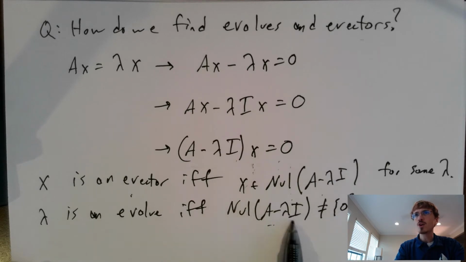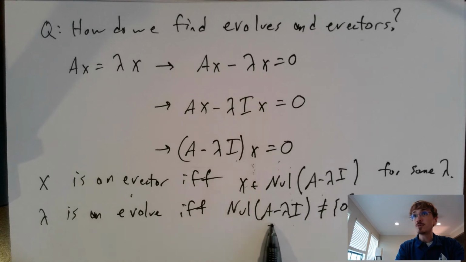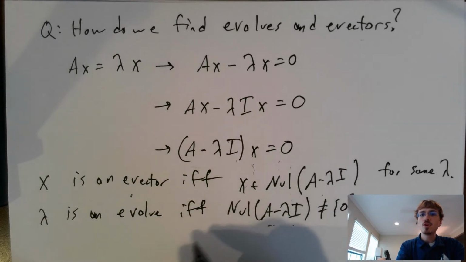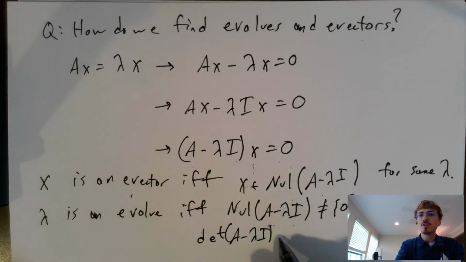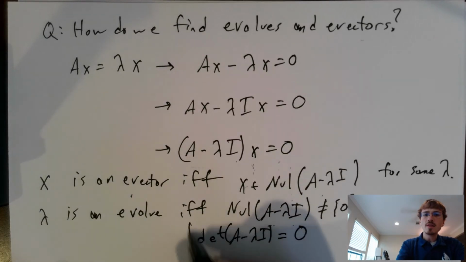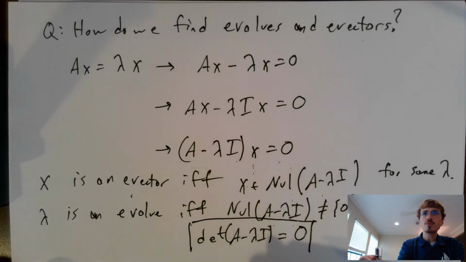Well, this is a square matrix, and it has more in it than just the 0 vector. What does that mean about its invertibility? It means it's not invertible. And so let's apply some of our knowledge from the invertible matrix theorem. What do we know about the determinant of A minus lambda I if it's not invertible? The determinant has to be 0. And this is really, really important.